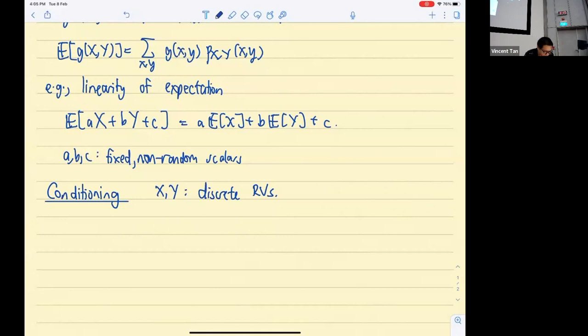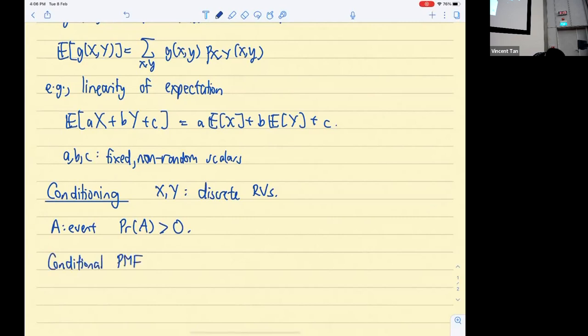So we are interested in always conditioning on a particular random variable or an event. But at this point, let us say that A is a particular event with the probability of A being bigger than zero, because we are going to divide by the probability of A shortly. So we are trying to understand the conditional probability mass function of a discrete random variable X, conditioned on, or given knowledge of, an event. What is this notion?